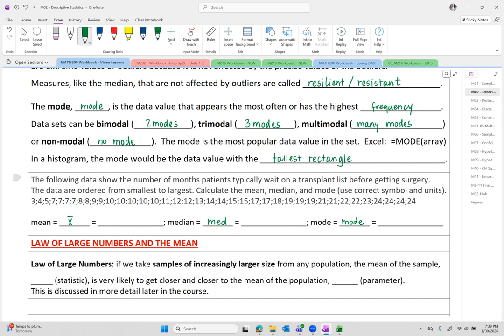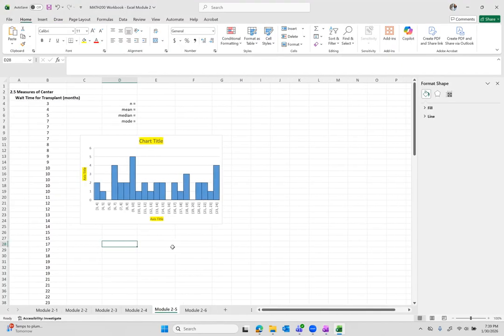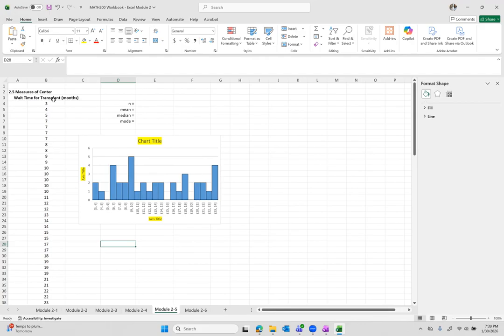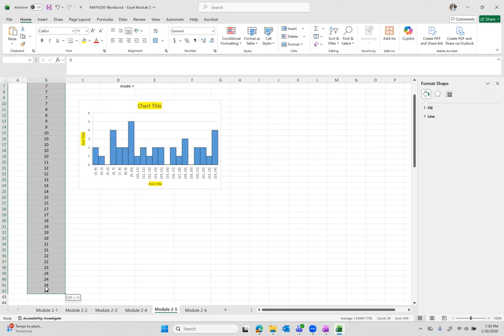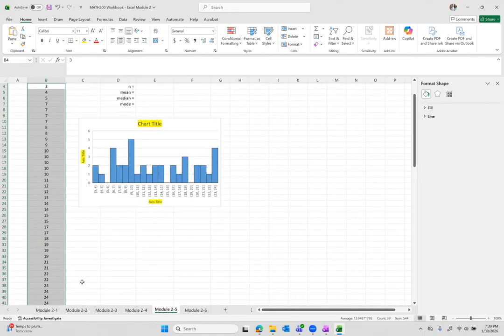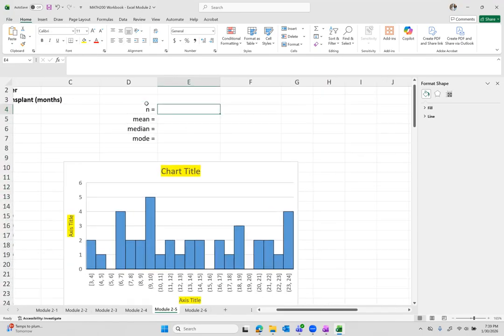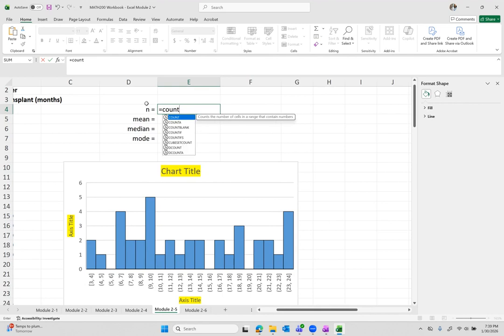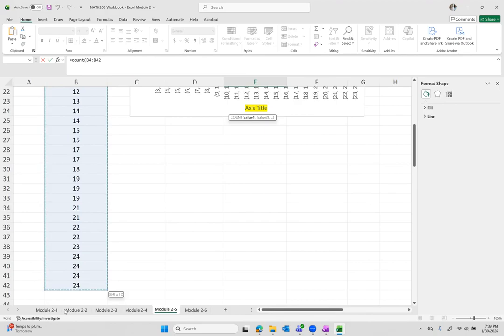And we can spend the time to do calculations manually, or we can use Excel. Here I have the data, which is the wait time for a transplant in months. I have created a histogram just for my personal use, but these are the values. It looks like they are 34, but let's have Excel count it for us. So I'm going to use the count function, and I'm going to ask it to count the data values here.